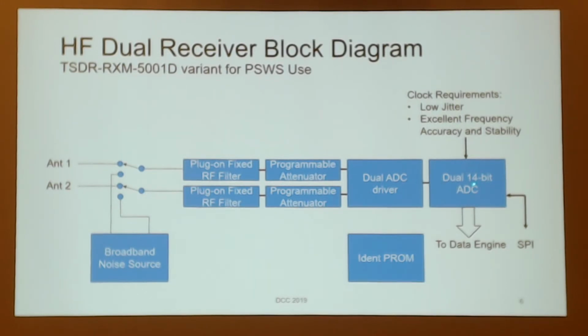The dual 14-bit ADCs provide a very wide data bus down to the data engine, and there's an SPI interface that allows us to configure the A to D converters and their properties. This dual ADC needs a very low jitter clock, because jitter degrades the sensitivity of an ADC, and has excellent frequency accuracy and stability. So that will come off that GPSDO module.